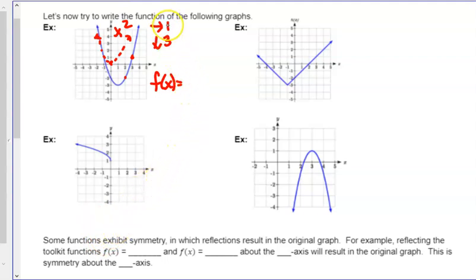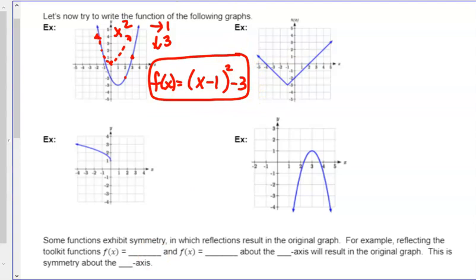So by a shift of right by 1. Remember, that is on the inside piece. I have to put the square on the outside, and I have to do the opposite of what I was looking at. So instead of doing a plus 1, remember we have to have a minus 1 inside there to be going right by 1. And then to go down by 3, we take the sign as is, and that gives me my function. Now, can you take that and go back and make sure it checks with what your graph looks like?